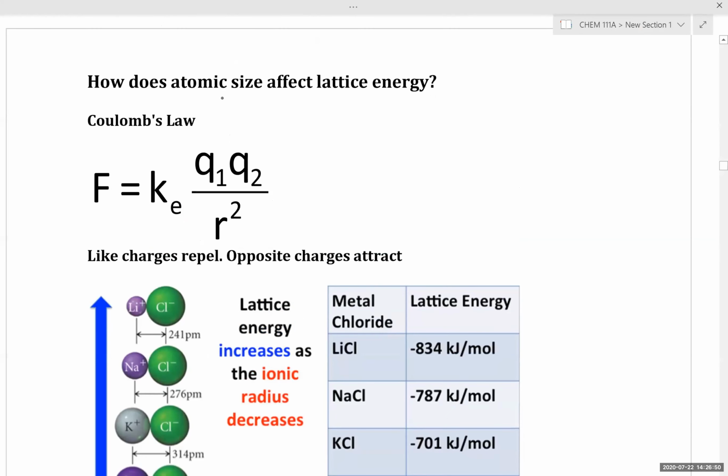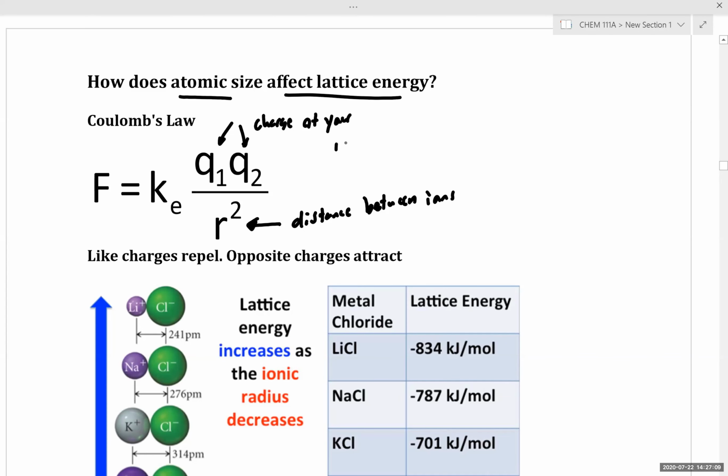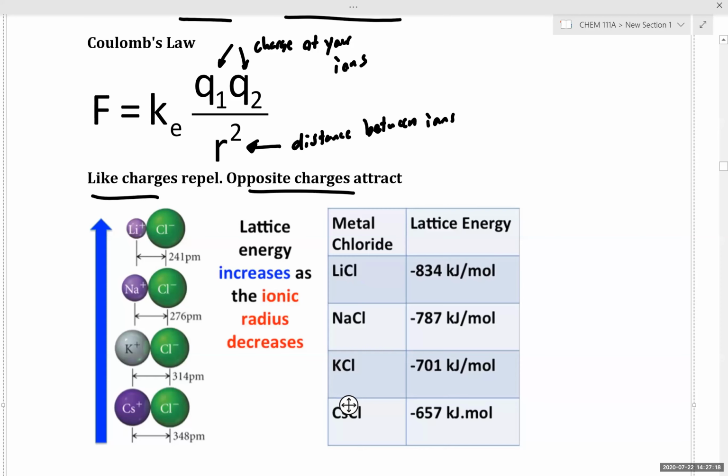So let's talk about how atomic size affects lattice energy. Again, we're going to invoke Coulomb's law, where R can be thought of as the distance between ions. Q1 and Q2 represent the charge of your ions. Now, like charges repel and opposite charges attract. So then, depending on the distance between your ions, depending on your ion size, your lattice enthalpy in general increases as your ionic radius decreases.